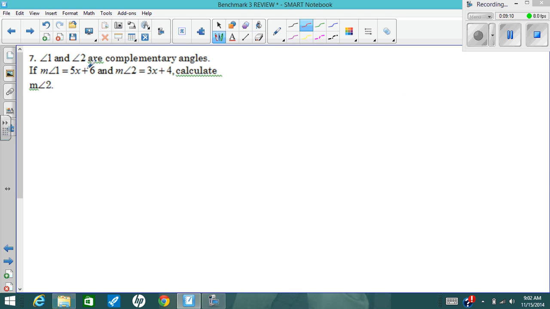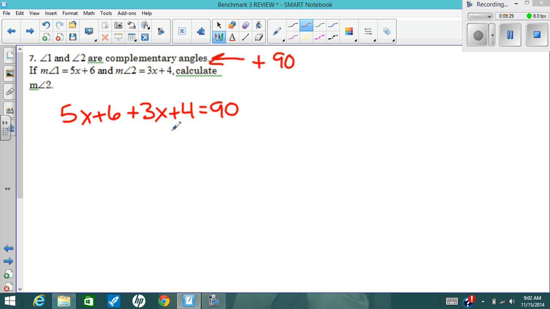Here I have 2 angles, 1 and 2, that are complementary. That means that they add up to 90. We want to find the measure of angle 2, so we'll start out by finding x. We'll add those 2 angles, and they should add up to equal 90 degrees since they're complementary.